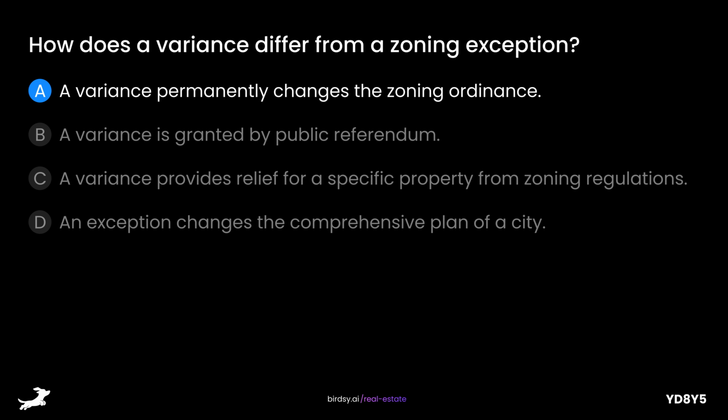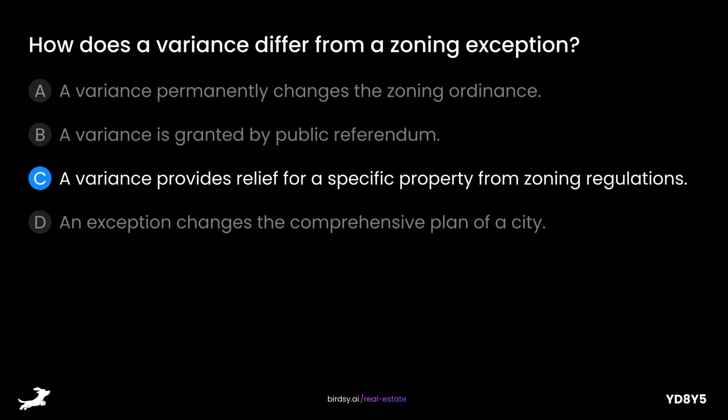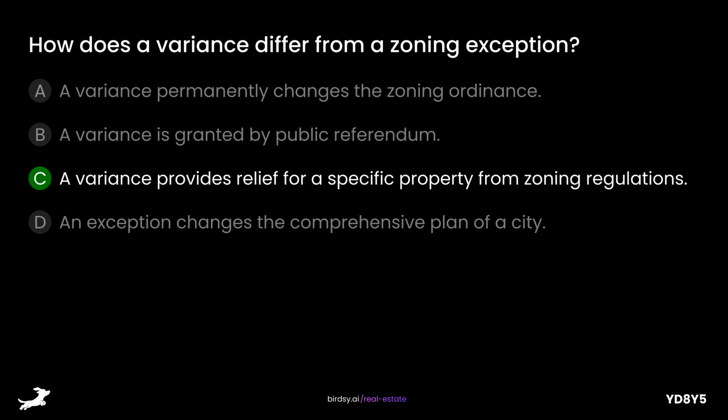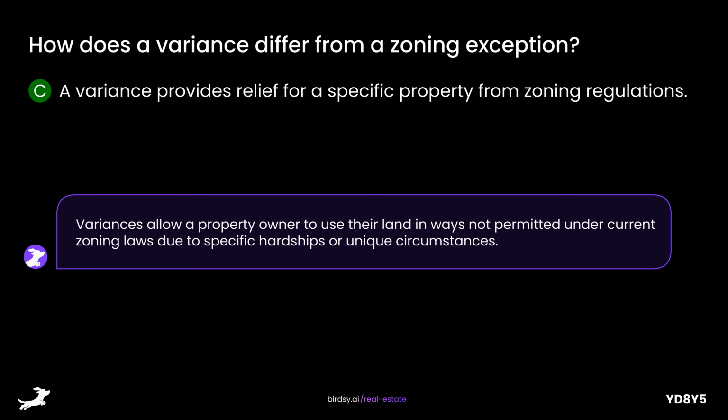Is it A, a variance permanently changes the zoning ordinance? B, a variance is granted by public referendum? C, a variance provides relief for a specific property from zoning regulations? Or D, an exception changes the comprehensive plan of a city? The answer is C, a variance provides relief for a specific property from zoning regulations. Variances allow a property owner to use their land in ways not permitted under current zoning laws due to specific hardships or unique circumstances.